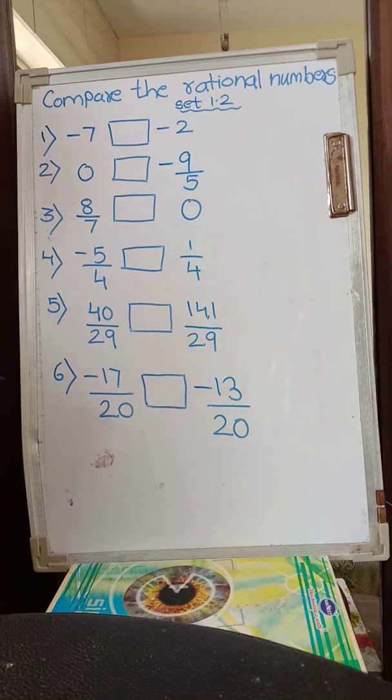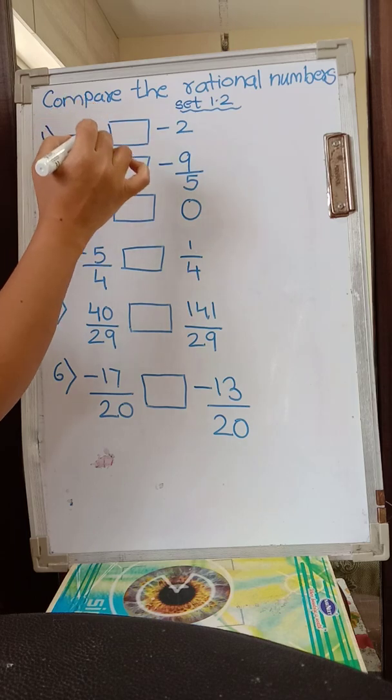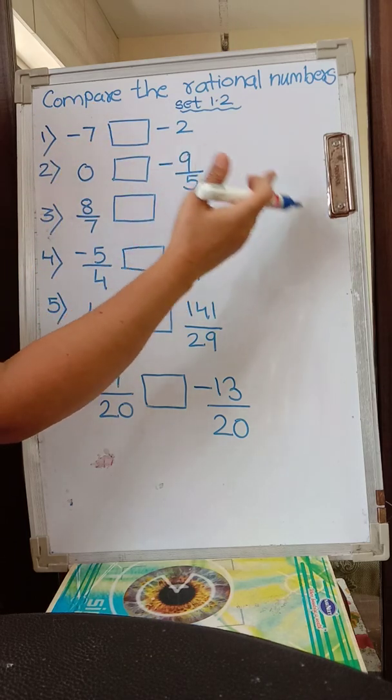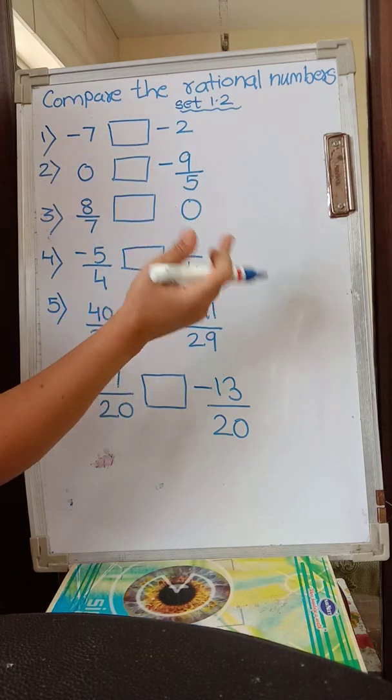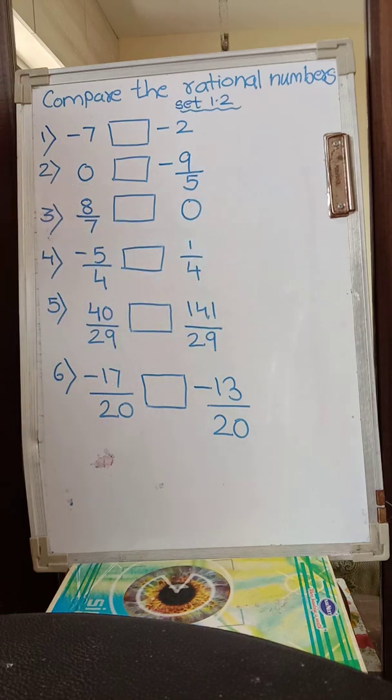We have seen in the earlier topic how to represent rational numbers on the number line. Now we are going to compare rational numbers. When it comes to comparison, we take two numbers and see which is bigger, which is smaller, or whether they are equal. That is the meaning of compare.